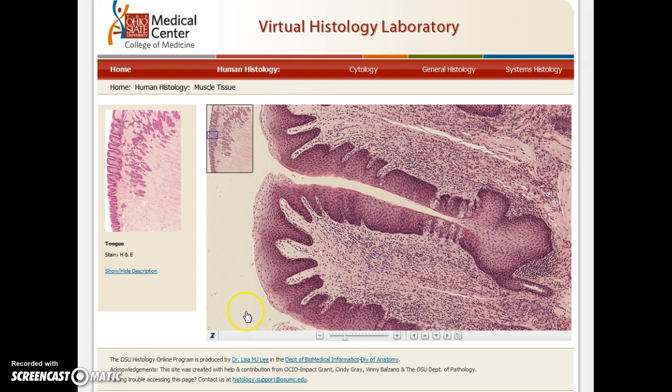So as I go out again, this is the surface. Here's the groove in between the papillae. These are the taste buds located here towards the bottom of that groove.